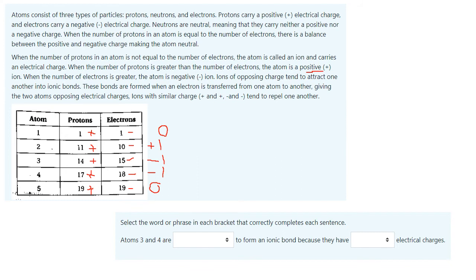Now, going back to the passage. Ions of opposing charge can attract each other, and so they can make ionic bonds. So the plus and the negative attract. Opposites always attract. Atom 3 and atom 4 are both negative. So atom 3 and atom 4 are not able to form an ionic bond because they have the same electrical charges.